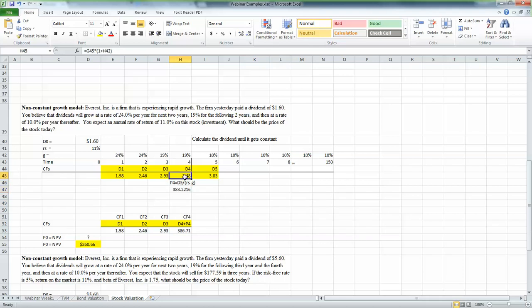Okay, so let's talk this way. D1, D2, D3, D4 plus P4, these are our cash flows. So for year 1 we have D1, so cash flow number 1, cash flow number 2 is D2, cash flow number 3 is D3, and cash flow number 4 is basically the fourth year dividend plus expected price in year 4.